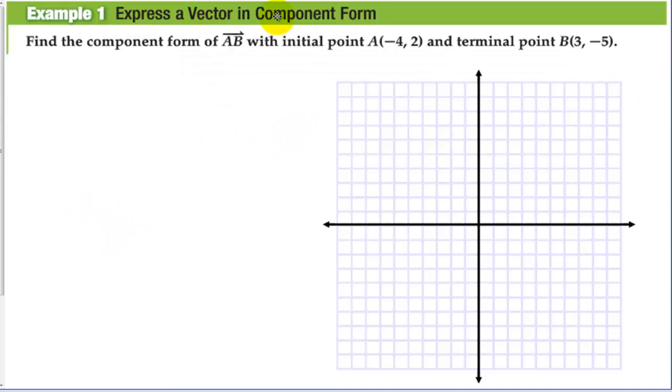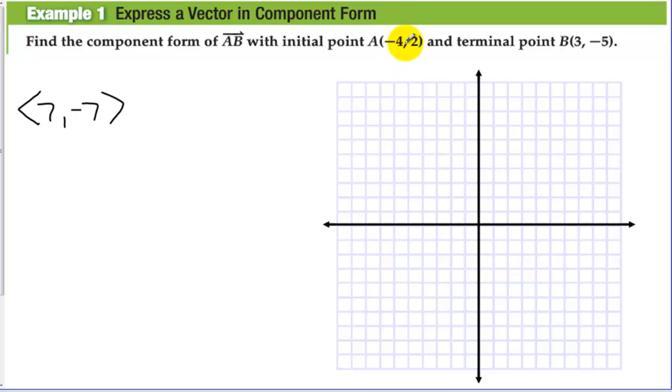Express a vector in component form. Find the component form of AB with initial point (−4, 2) and terminal point (3, −5). Now, in order to complete the problem, all you have to do is subtract the x's and subtract the y's. 3 minus −4 is 7, and −5 minus 2 is −7.